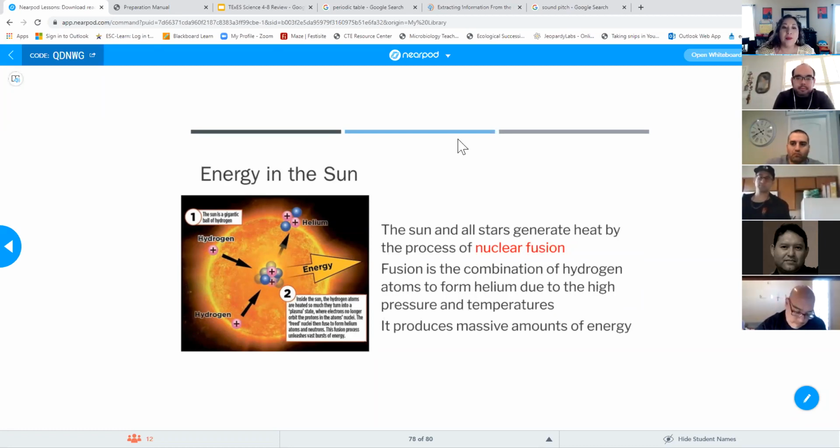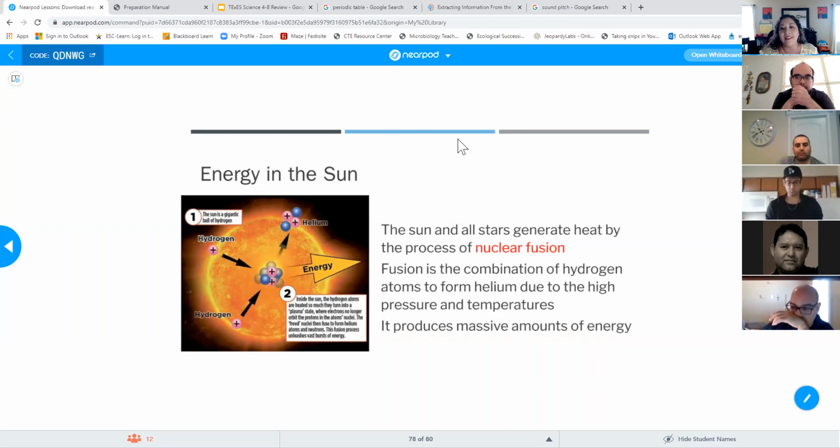Okay, so with your competencies, you do have to also understand how the energy is created on the sun. Energy in the sun is going to be generated by the process of nuclear fusion, and this is how all stars are going to be generating their heat. With nuclear fusion, you have the combination of hydrogen atoms to form helium. These hydrogen atoms are being pushed together due to the high amounts of pressure and temperature on the sun, and when they're pushed together, they combine to form helium.